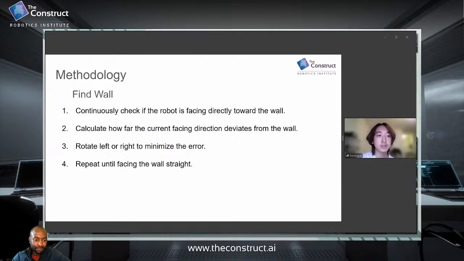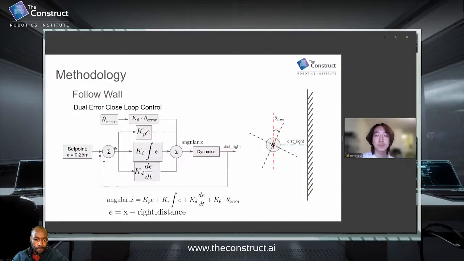After the detection, the program will continuously check if the robot is facing directly to the wall and calculate how far the current facing direction is deviating from the wall, and then turn left or right to minimize the error, and repeat until facing the wall straight. And that's basically the first task.